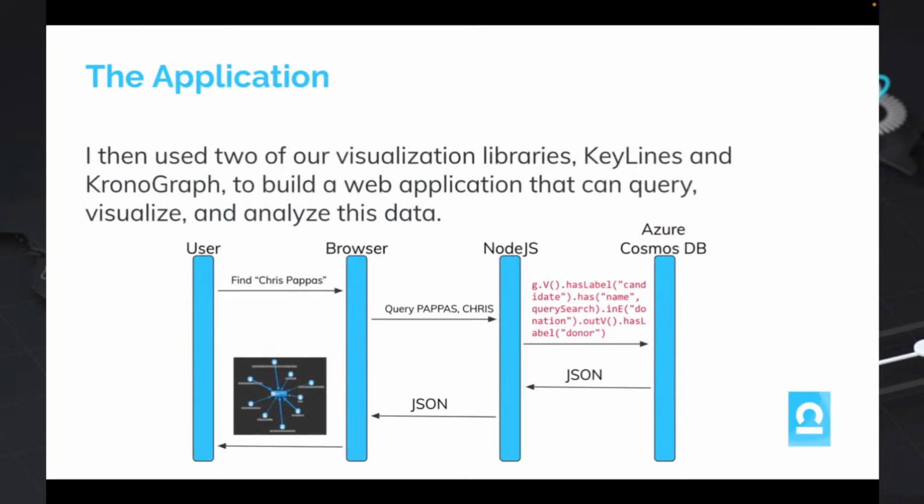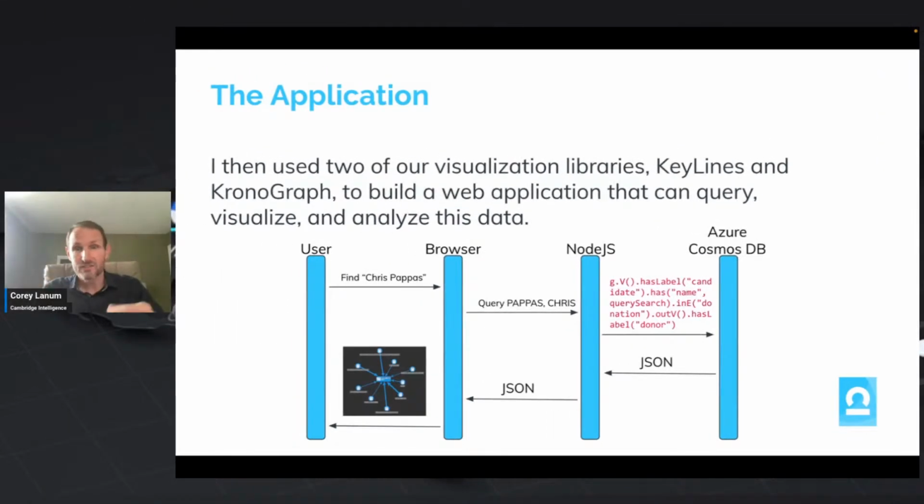And so here's how the application works, basically. The user's going to interact with the actual web browser. They're going to look at the data that they're seeing in the graph. They're going to be clicking on things, doing searches and stuff like that. They're sending that data into the browser, and then the browser is turning that into a query around a node or a link. So when I say find Chris Pappas, the browser's saying, okay, I know what that means. That means you're looking for a candidate named Chris Pappas.